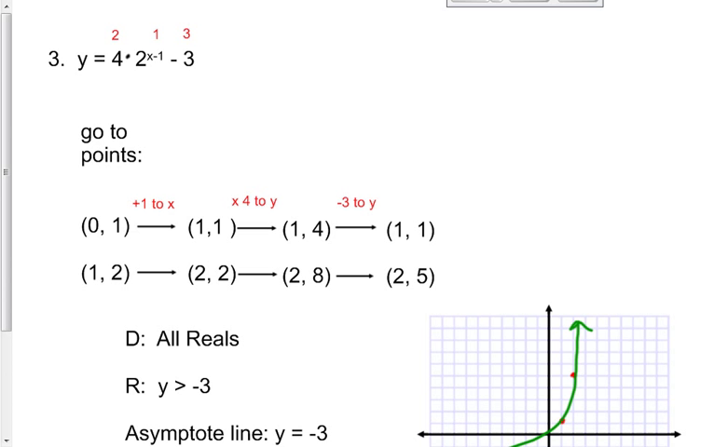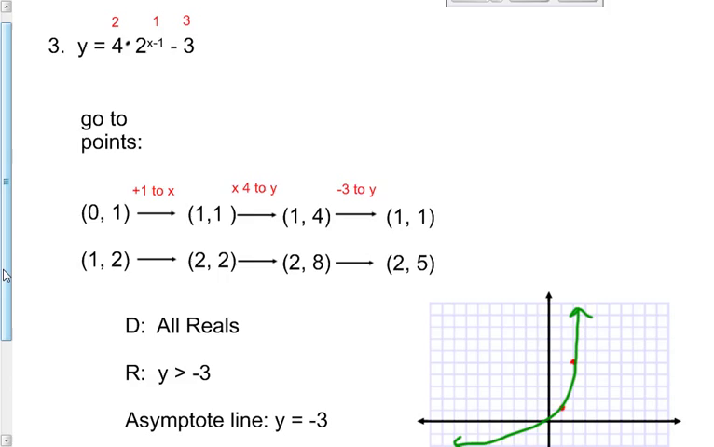Now this next one has all 3 shifts going on. y equals 4 times 2 raised to the x minus 1, subtract 3. So we start with our go-to points, (0, 1) and (1, 2). Why the 2? Because I'm in base 2. Now how do we shift? Look at the x-coordinate first. It says x minus 1. We have to do the opposite, plus 1. Take each x-coordinate and add 1. 0 plus 1 is 1. 1 plus 1, 2.